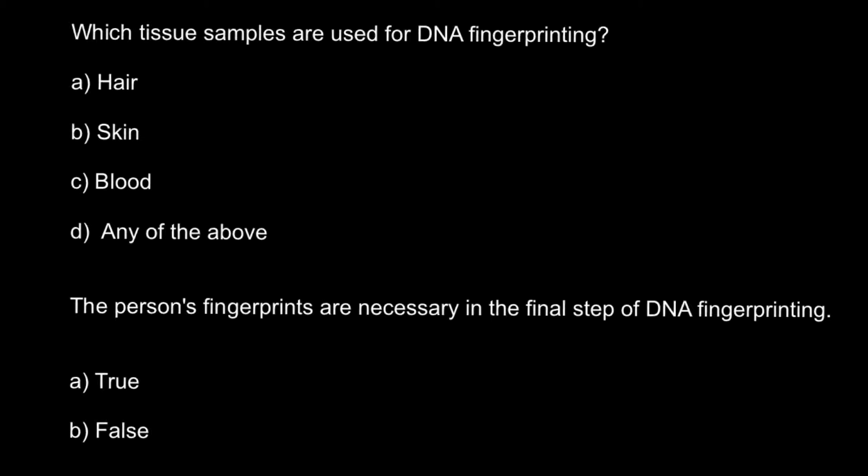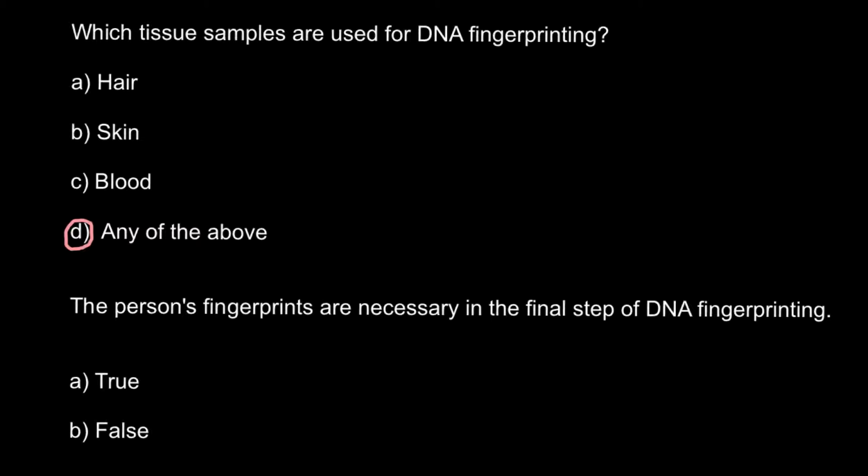So here is the first question: which tissue samples are used for DNA fingerprinting? And here are the four answers to choose from. Answer A, hair; B, skin; C, blood; D, any of the above. And the correct answer is answer D. Any of the above tissues can be used in order to extract DNA.